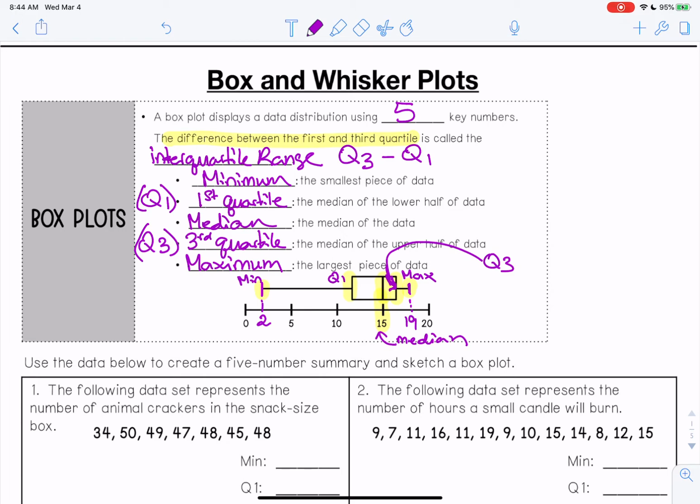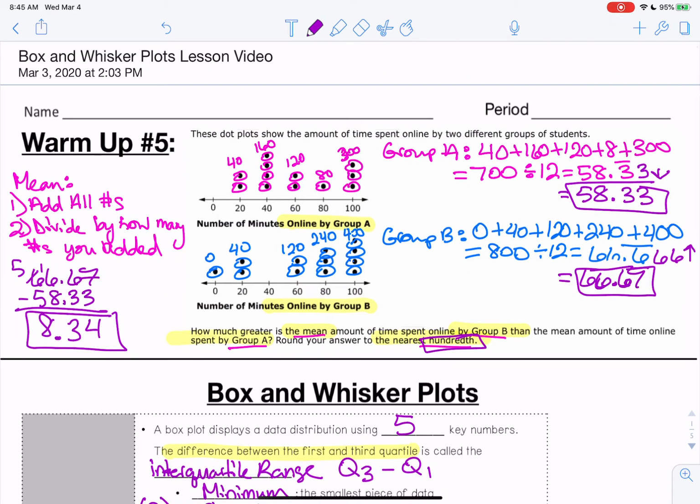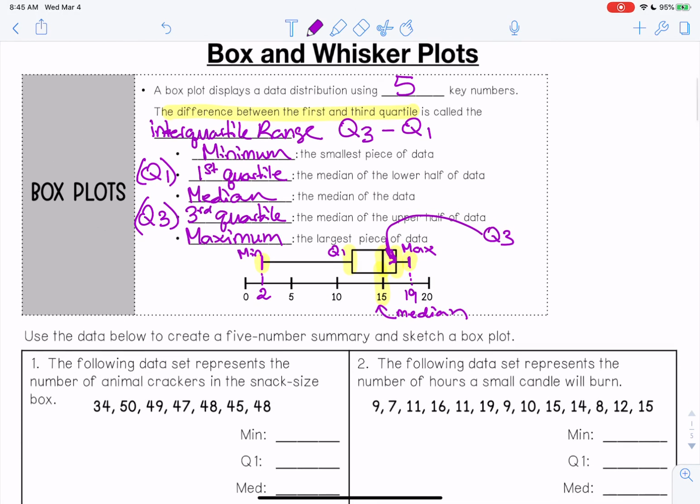And we use box plots to represent data because, like in the warm-up, they gave us all those dots. Well, if we had a ton of data, looking at it with all those dots, we'd have to do all the calculations to figure out the mean, the median, what have you. Box and whisker plots are a type of graph used so that you could look at it and instantly know what the data is without having to calculate.